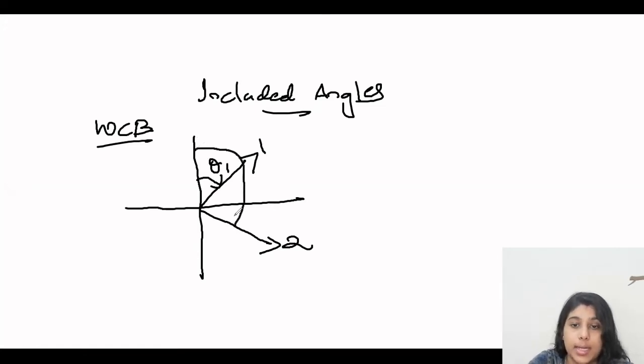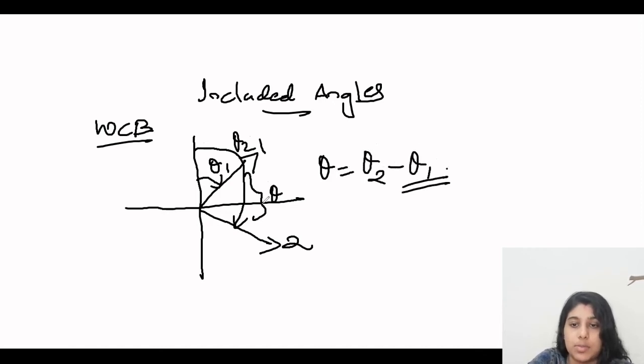So suppose this angle is theta 1, because whole circle bearing means every time it is calculated from the true north. So from here to here it is theta 2. So what will be the included angle theta? From this figure only, you understood that it is the greater angle minus the lesser angle. You will get theta 2 minus theta 1 as the whole circle bearing included angle.